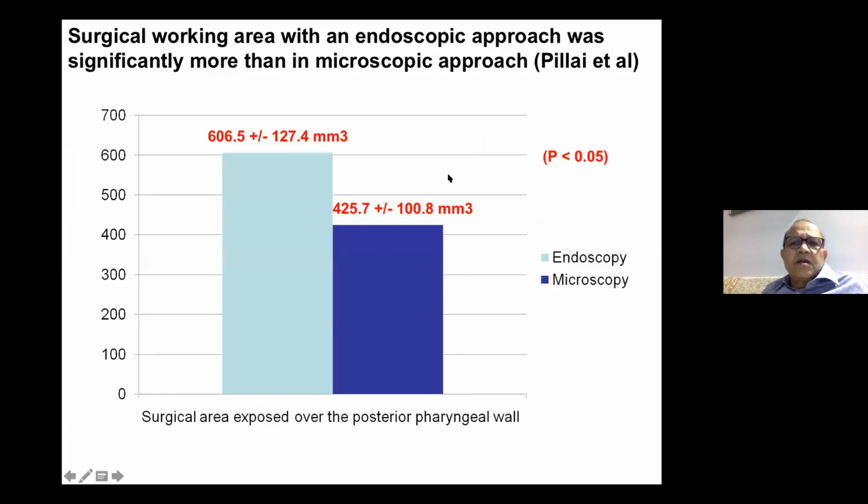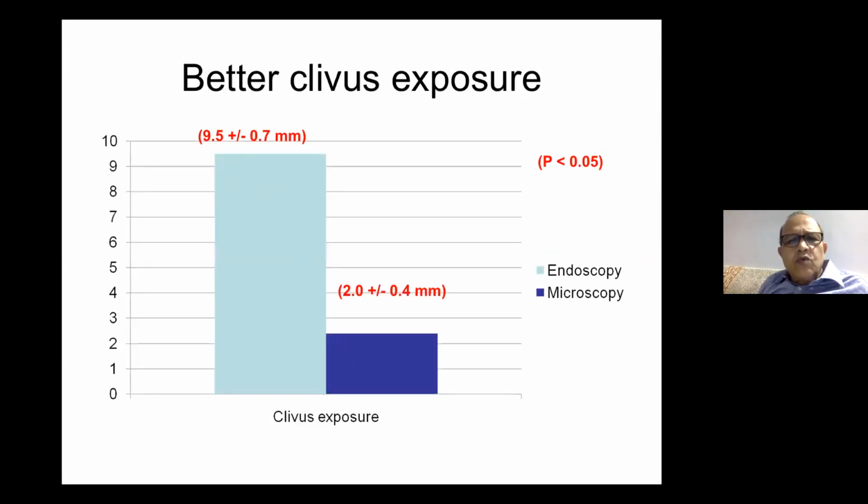This is the comparison Dr. Pillai has done using a microscope and an endoscope. In endoscopy, the area of surgical exposure was much more superior compared to the microscope, which we all know, because of the angle visualization. You can use 30-degree, 70-degree scope. So visualization is not a problem, but working in an angled field may be a limiting factor. But once you can visualize well, you can do well also.